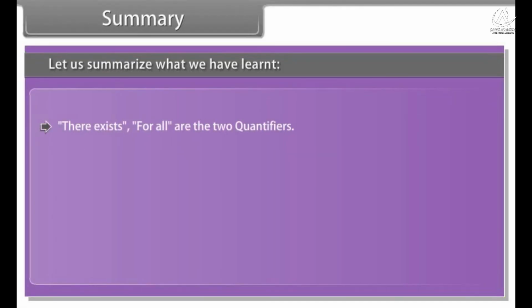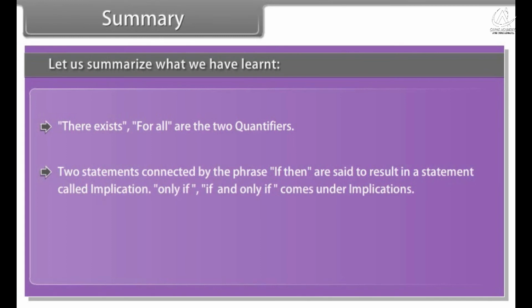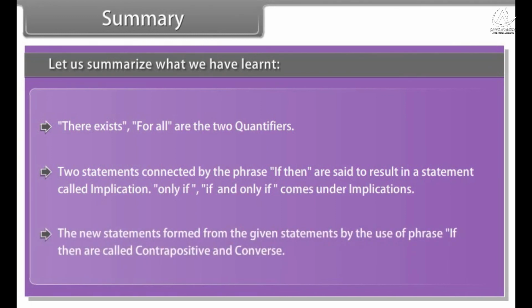There exists, for all, are the two quantifiers. Two statements connected by the phrase if-then are said to result in a statement called implication. Only if and if and only if come under implications. The new statements formed from the given statements by the use of the phrase if-then are called contrapositive and converse.